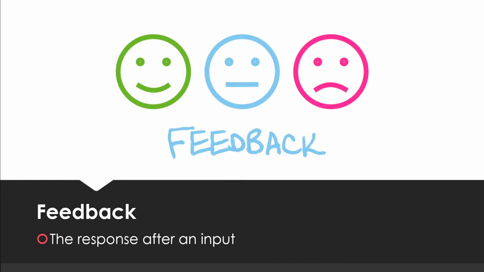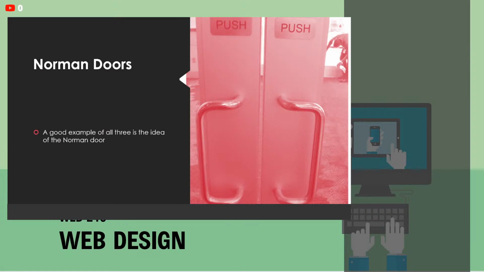Which is pretty nifty. Right? All of these things are important to us. Now, a good example in the real world, in the physical world, that you've read about in your book of affordances, signifiers, and feedback is the idea of Norman doors.